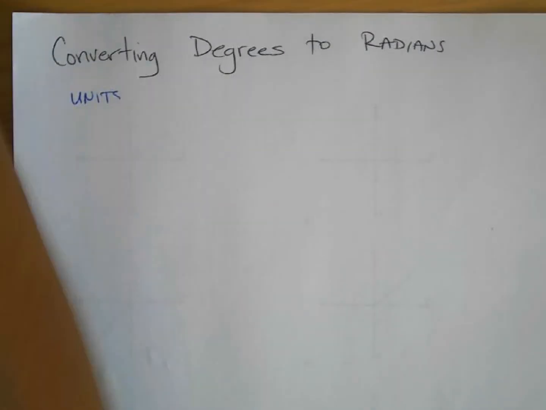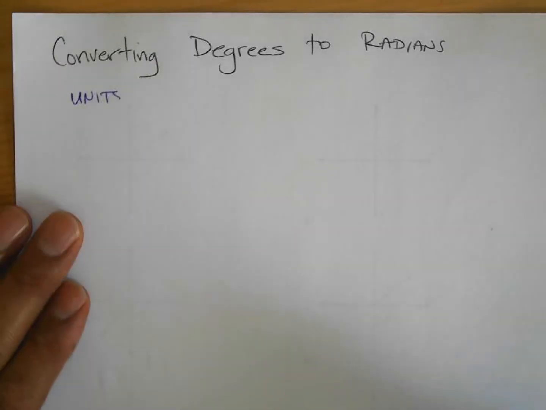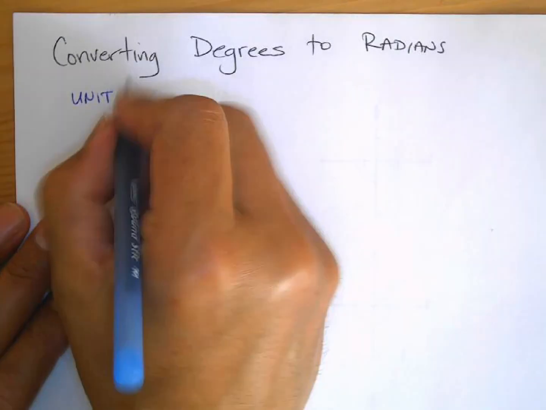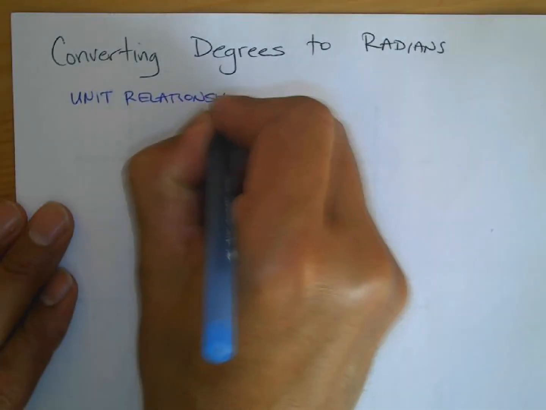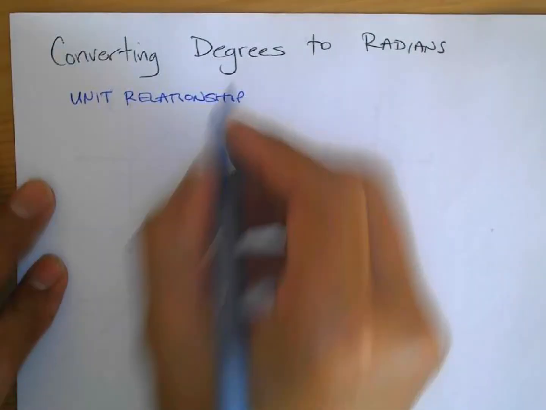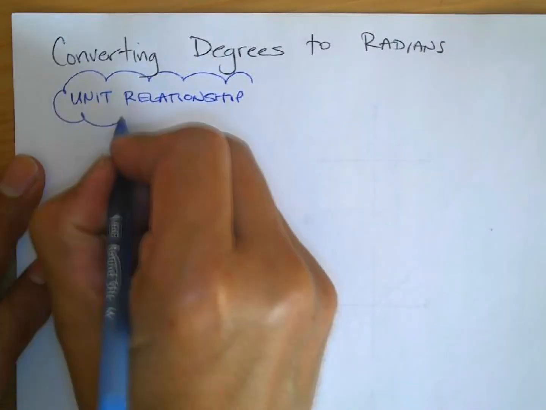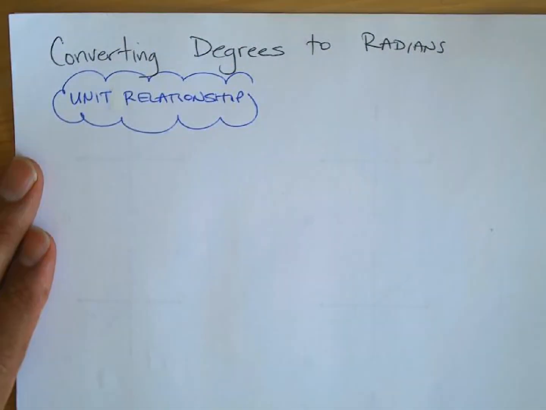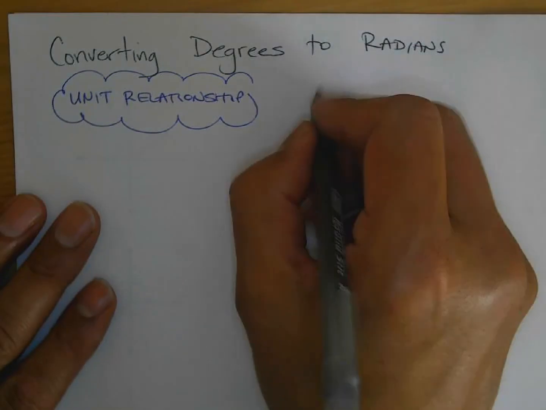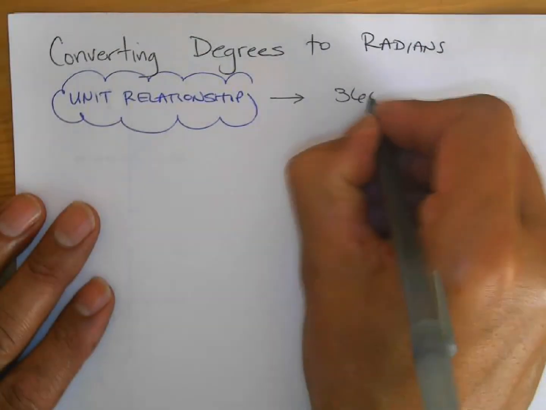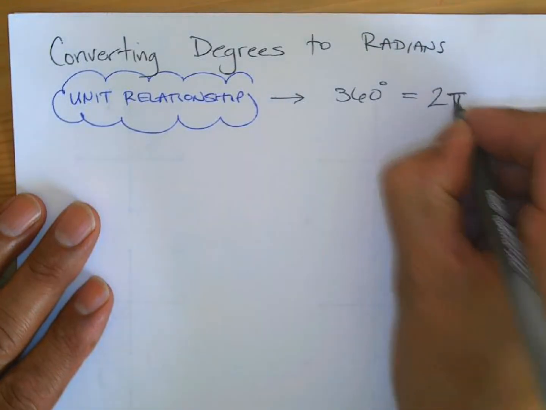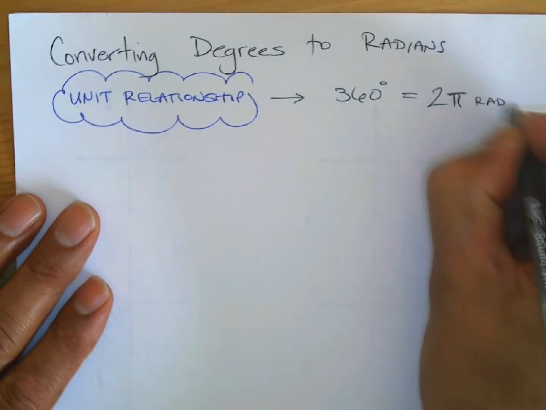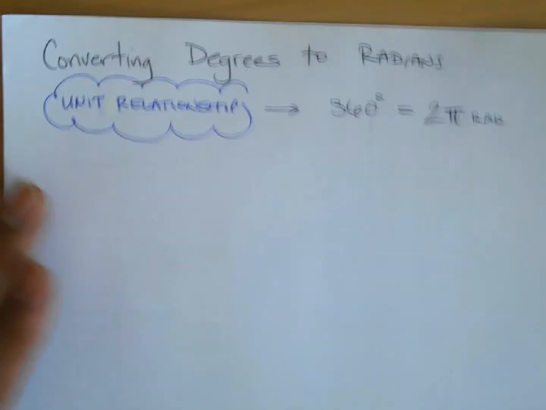Unit relationship. That was in the first two videos that I explained. What do I mean? What's the relationship between degrees and radians? Well, we said that 360 degrees is the same thing as 2 pi radians, but again, remember, a lot of people don't write radians.